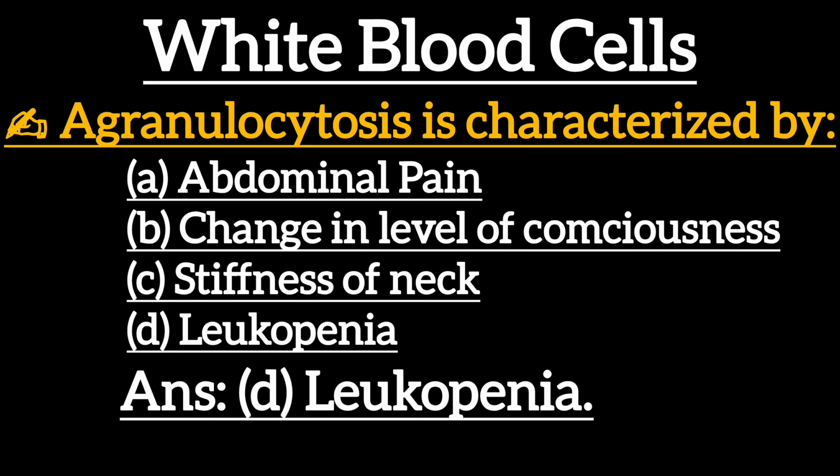Next one: agranulocytosis is characterized by option A, abdominal pain. Option B, change in level of consciousness. Option C, stiffness of neck. Option D, leukopenia. Correct answer is option D, leukopenia.